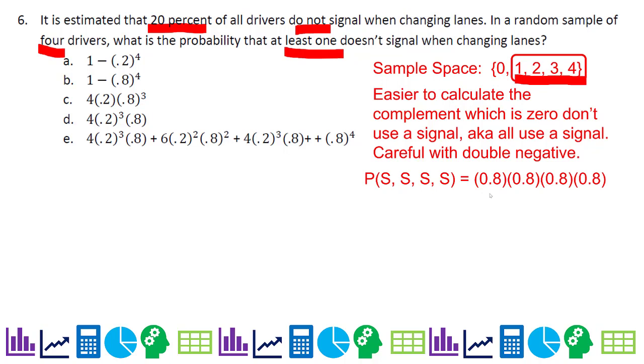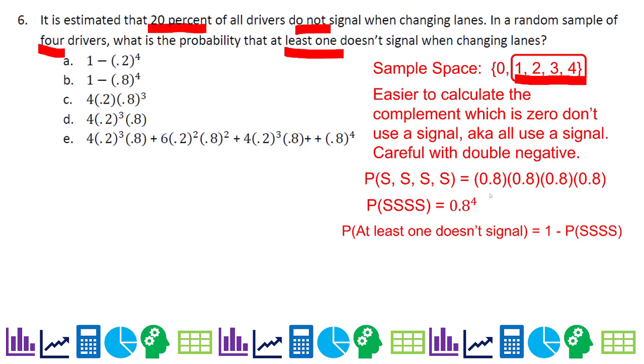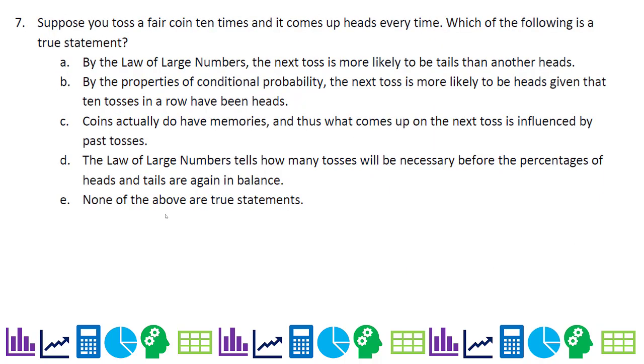So pay close attention to that. And so it's 0.8 to the 4th. Since this is the complement, I just go 1 minus that probability, or 1 minus 0.8 to the 4th, which is choice B. On to number 7.